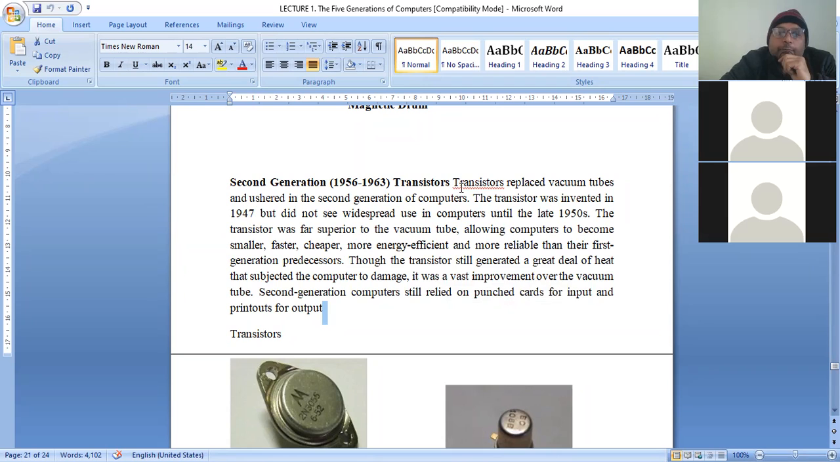In the second generation of computer, the era from 1956 to 1963, instead of vacuum tubes they used transistors. The transistor was invented in the year 1947, but in computers they started using it from the 1950s.